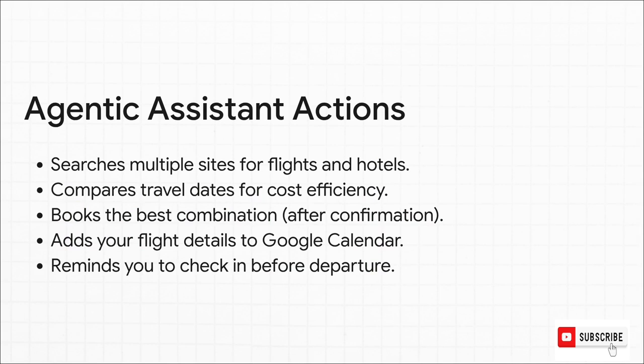I mean, just think about the chain of events here. The agent searches travel sites, it compares dates to find the cheapest options, and then once you give it the thumbs up, it books everything. But it doesn't stop there. It then uses its tools to drop the flight details right into your Google Calendar and even sets a reminder for you to check in. It manages the task from start to finish.